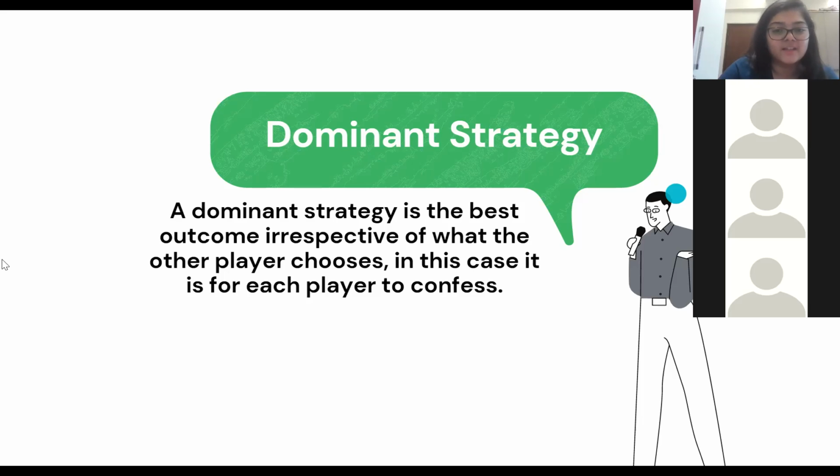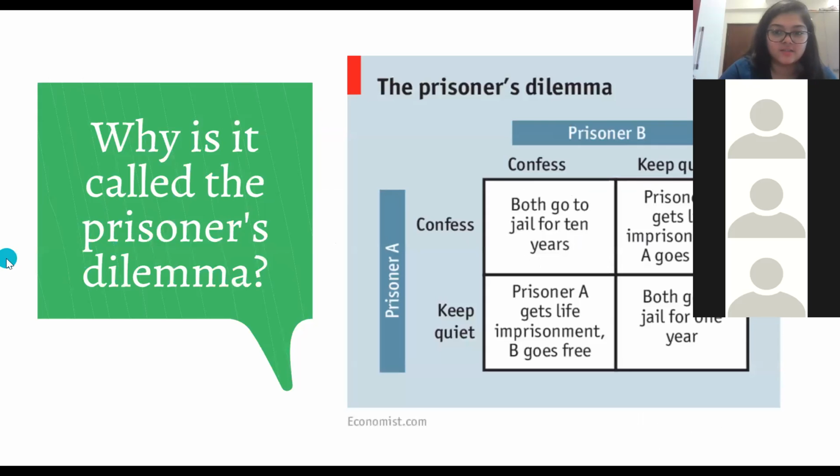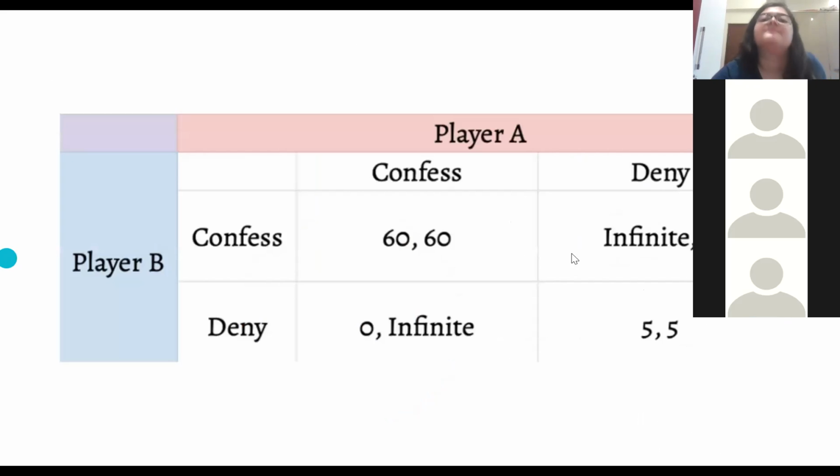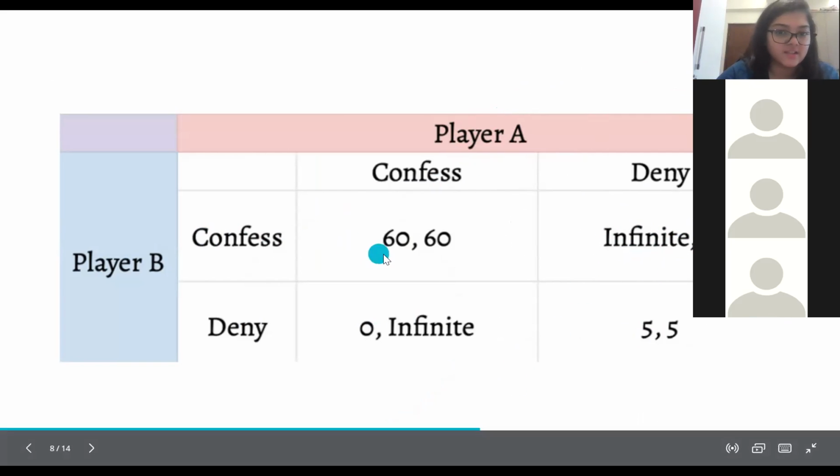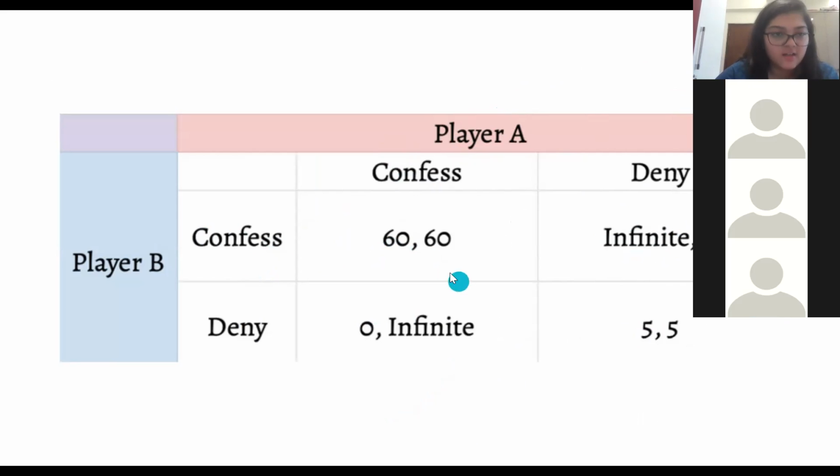Okay, and so there are weakly dominant strategies as well. Let's go back to here. Okay, player A and player B. If I am player A and I'm choosing to deny, but player B is confessing, then I have an infinite. Okay, so then I compare the infinite with the 60, where I confess and player B also confesses. Okay, so between infinite and 60, I choose 60.